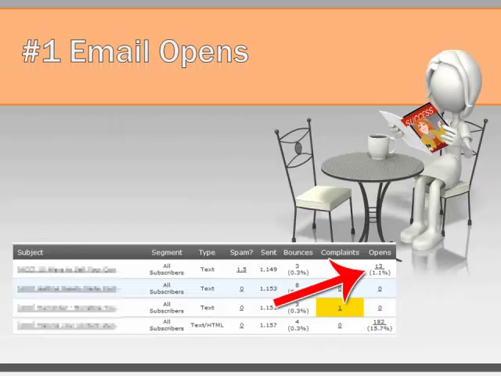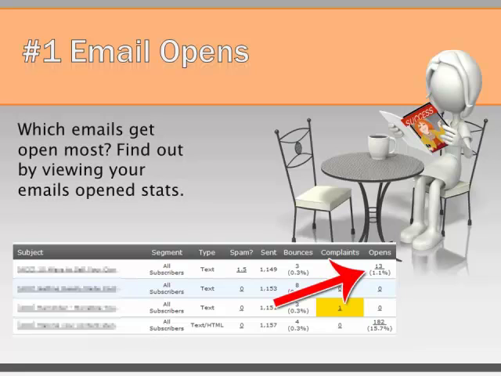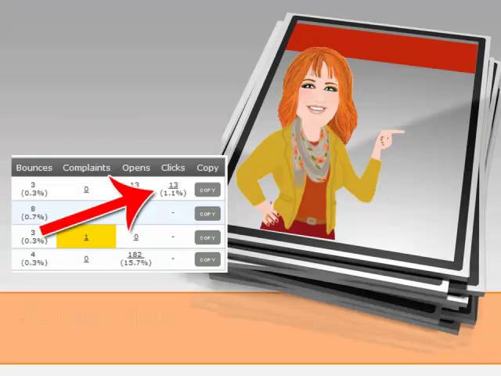One of the things you should always look at is which emails are getting opened the most. And you just find out by viewing your stats. Often, the opening has to do with the time of day as well as the subject line. So take a look at both of those and see what's working for you.